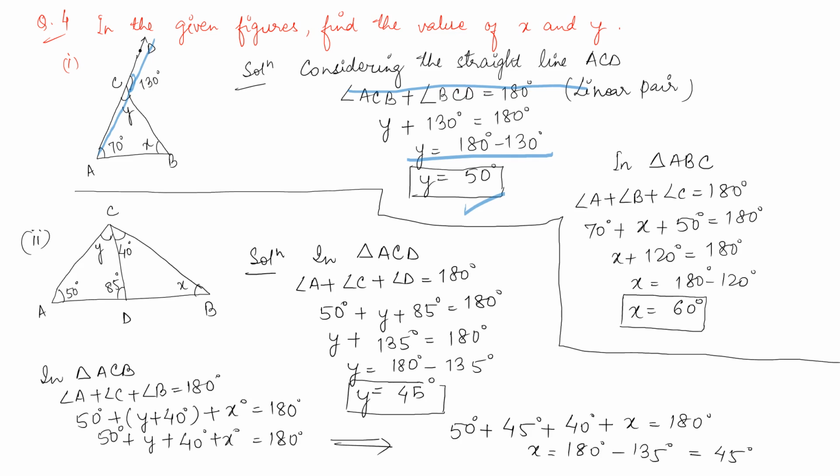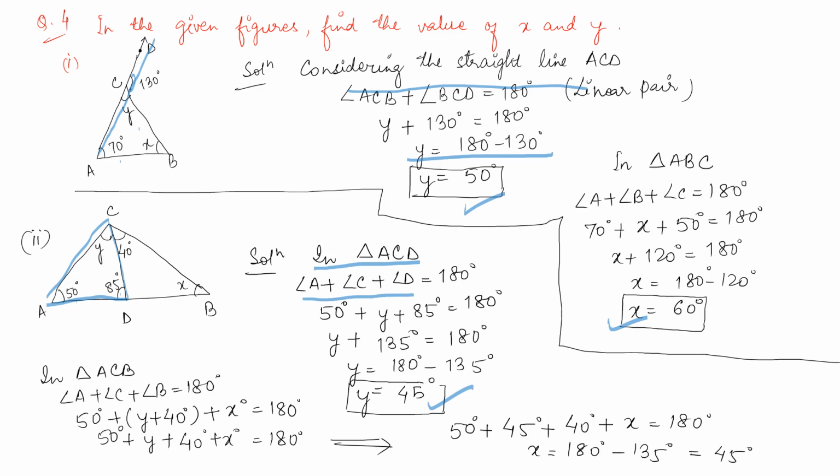So once you know Y and angle A as 70 degree, you can calculate angle X as 60 degree using the triangle sum of the angle property. That's how it is done here. In the same way, the second part of the question says to find the value of x and y again. So in triangle ACD, A, C and D, using the property, two of the angles are given. Angle y can be calculated as 45 degree.